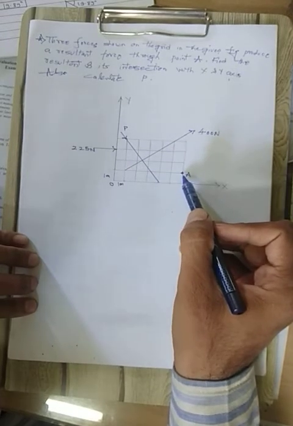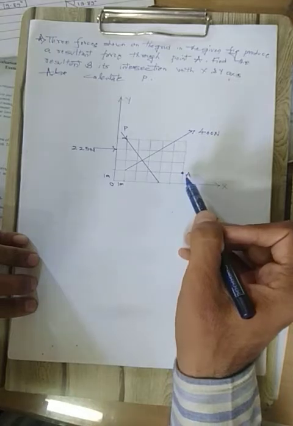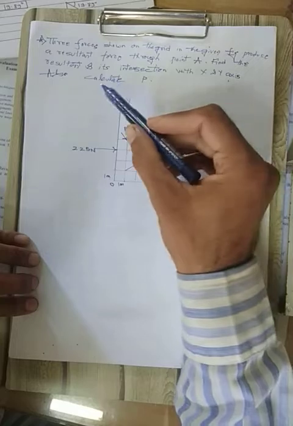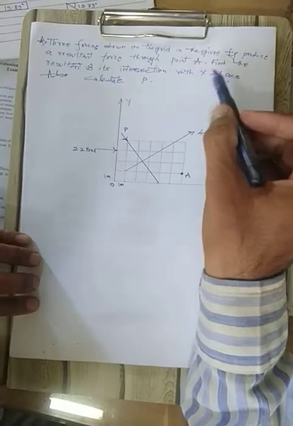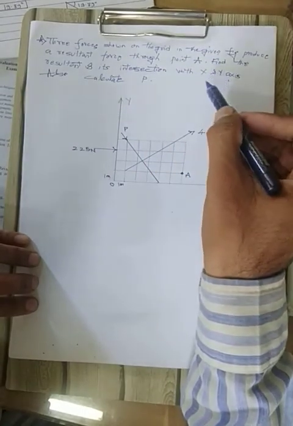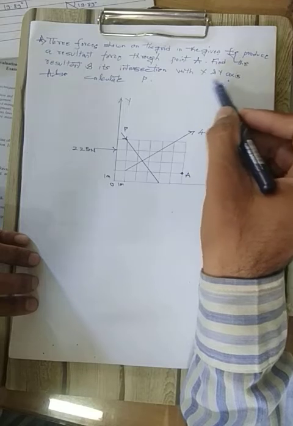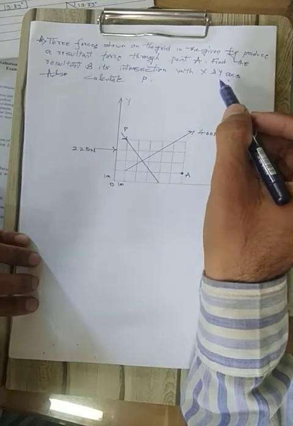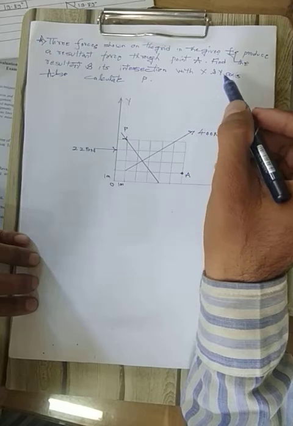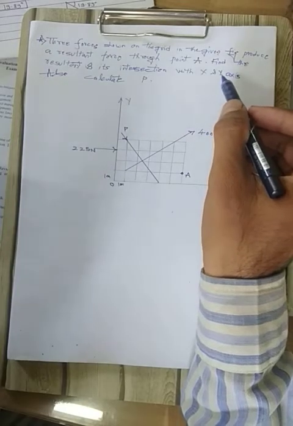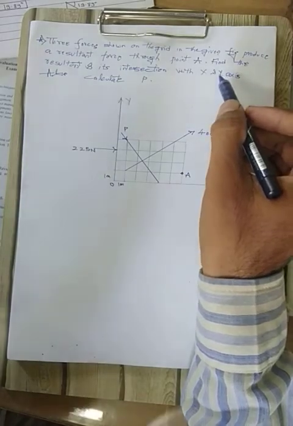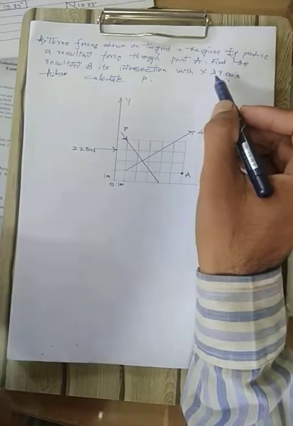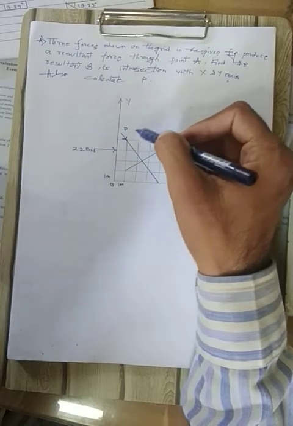We have to find out the resultant force at point A. Find the resultant and its intercept. That means we have to find the resultant value, R is equal to something, and the distance of the resultant with respect to the x and y axes. Also we have to calculate the force P.